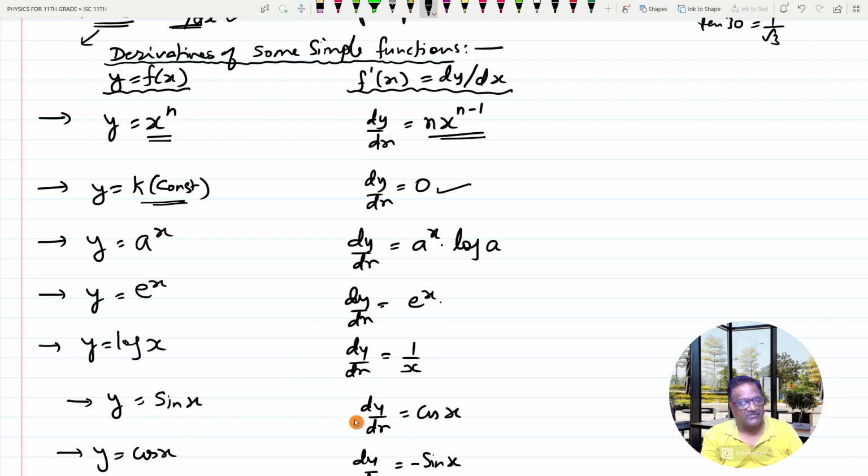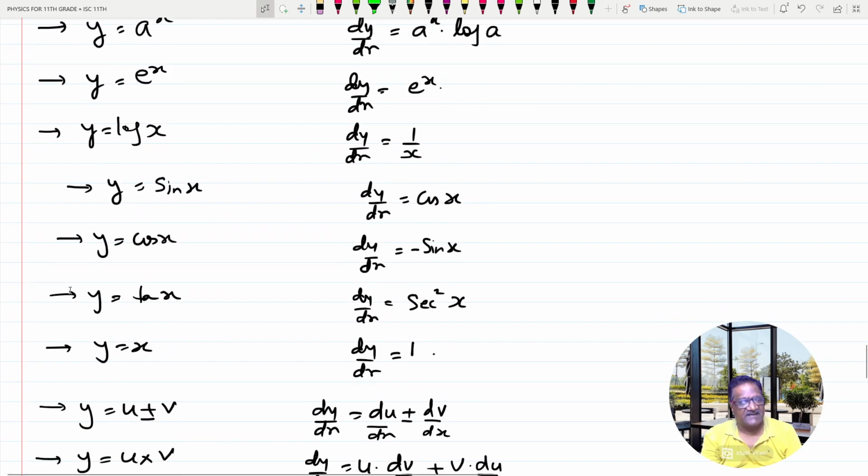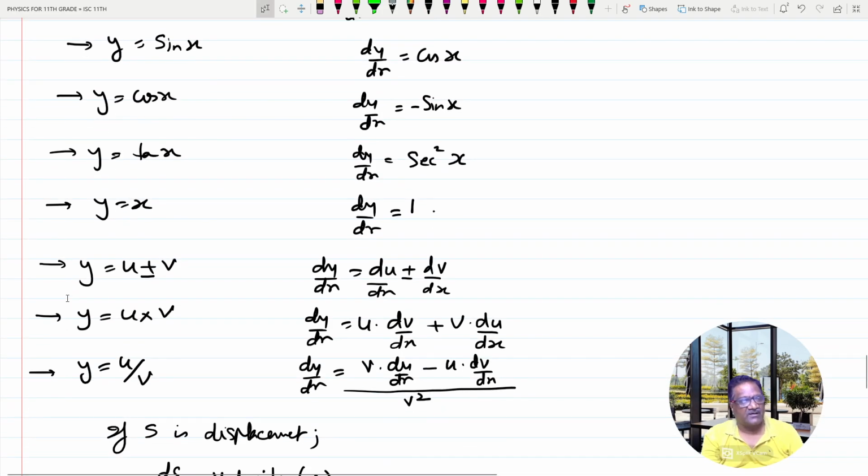Suppose the function is sin x, derivative will be cos x. Cos x ka derivative will be minus sin x. Tan x ka derivative will be secant square x. Y is equal to x ka derivative will be 1. Suppose you have a function y of the form u plus v, where u and v are both functions again.